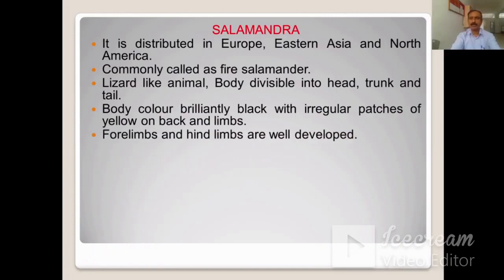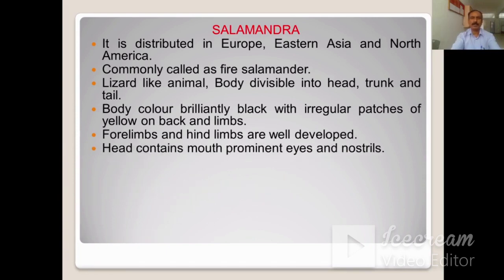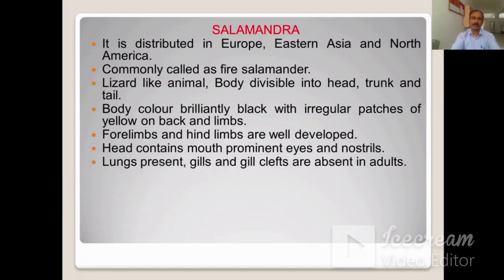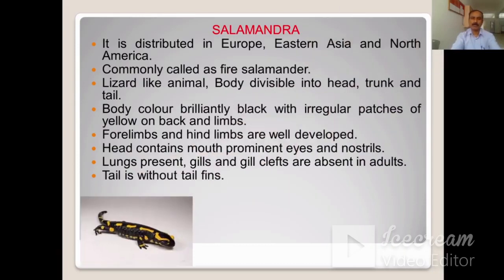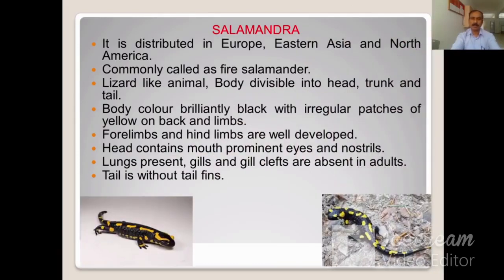The forelimbs and hind limbs are well developed in salamanders. The head contains mouth, prominent eyes and nostrils. Lungs are present. Gills and gill clefts are absent in the adults. Tail is without tail fins, and these are some pictures of the salamanders.